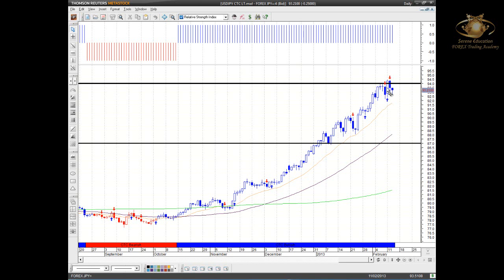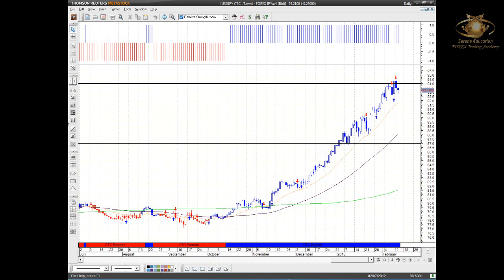You can see quite clearly on the daily, it could pull back all the way back to the 23.6 area back here at 87. So it could fall quite some way. So very, very important: if this is clearly a resistance area above us, then we need to be well aware of it.